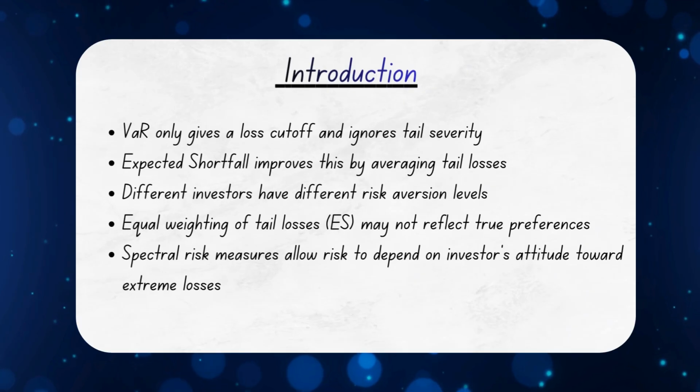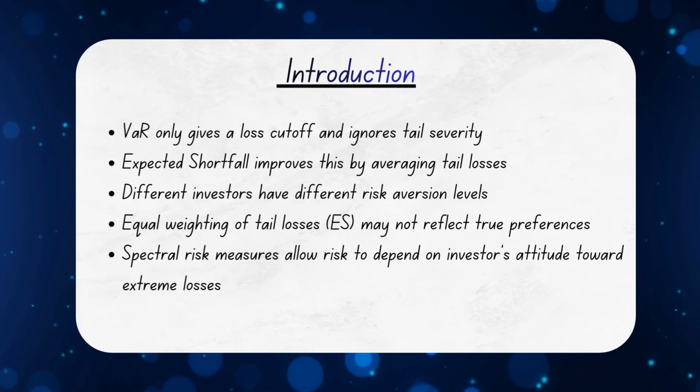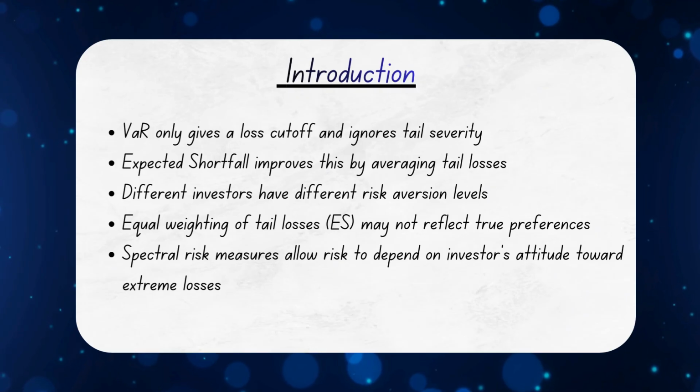When we measure financial risk, the most common tool we learn first is value at risk, or VAR. VAR tells us the maximum loss we might face at a given confidence level. But there's a problem. It only gives us a cutoff point. It doesn't tell us what happens beyond that level or how bad losses can actually get. So in extreme market crashes, VAR hides the true severity of risk.